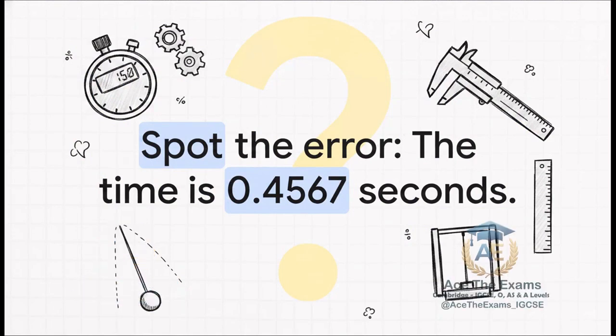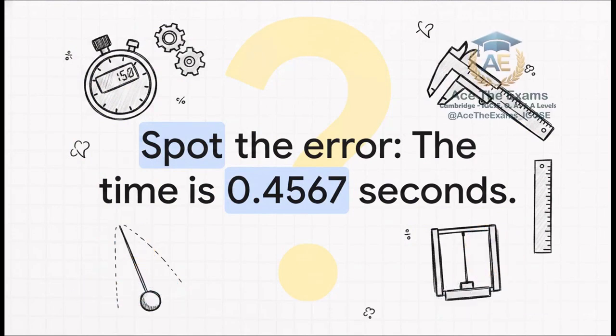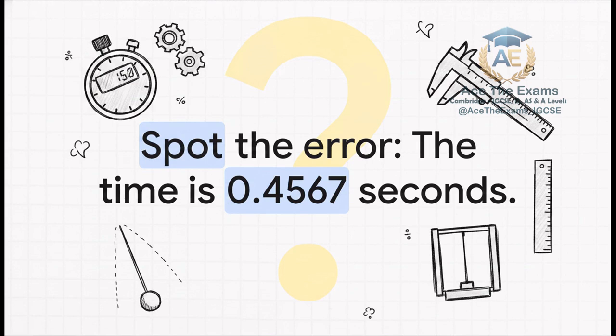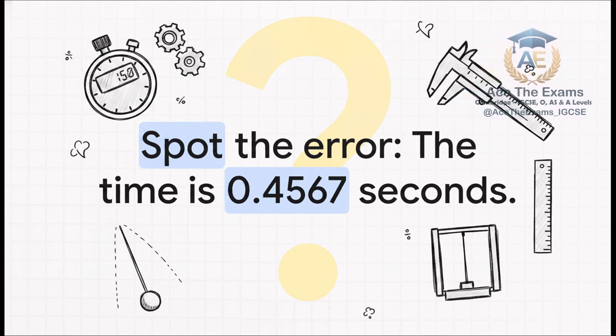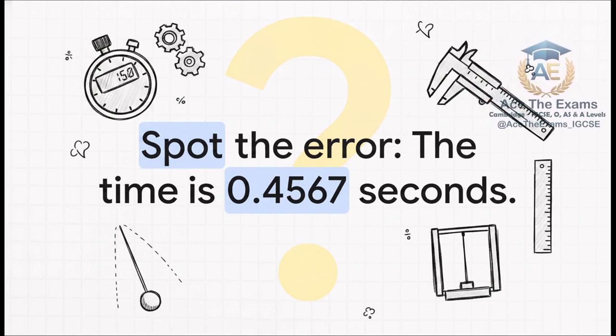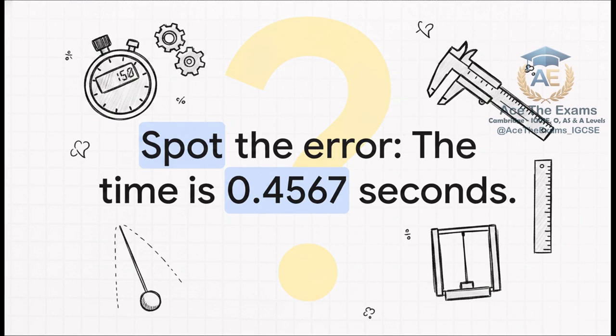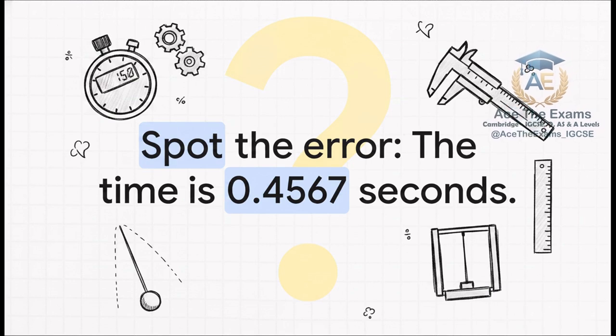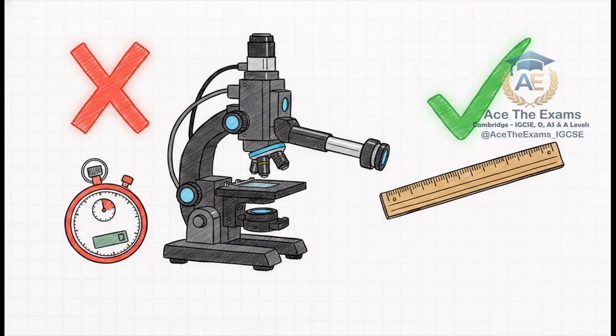Okay, let's put this mark scheme thinking to the test. Check out this statement. The time interval is 0.4567 seconds. I want you to mentally pause for a second and predict the error here based on what we've just been talking about with measurement techniques. Think about the devices you actually use in a simple school physics lab. Can you spot the error? Well, if you caught it, great job.